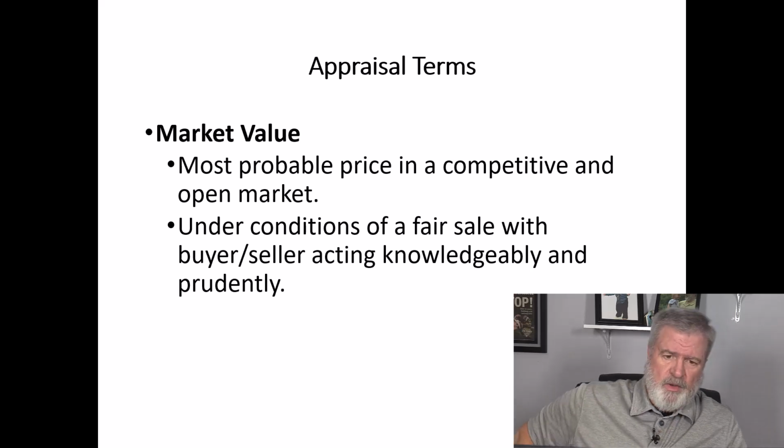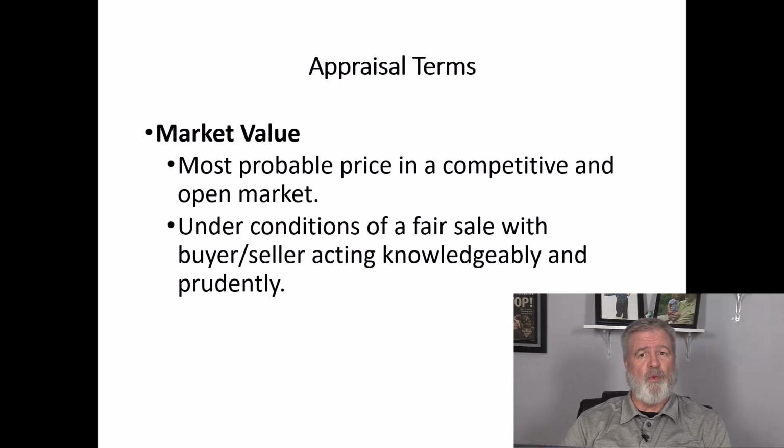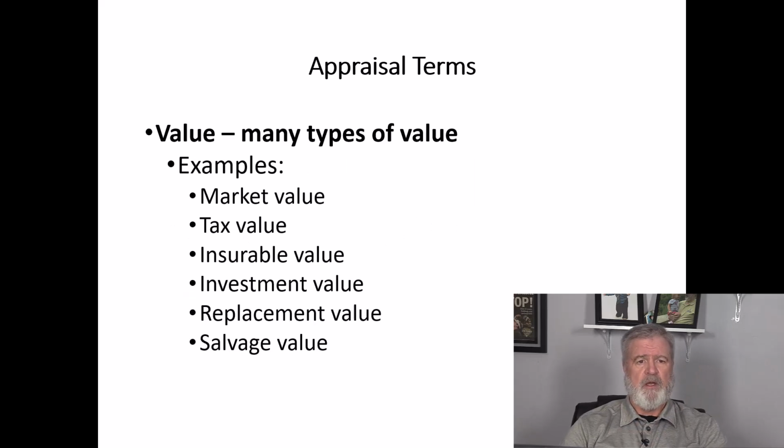So again, I don't want to get into the weeds, but some of this stuff I think is important to understand. All right, so that's market value. What would the typical buyer be willing to pay? Well, here are just a few of the many different types of value that we could come up with by doing an appraisal. Obviously, market value, we just talked about that. Tax value, insurable value, investment value, replacement value, salvage value. And these are just some examples. There are more than this.